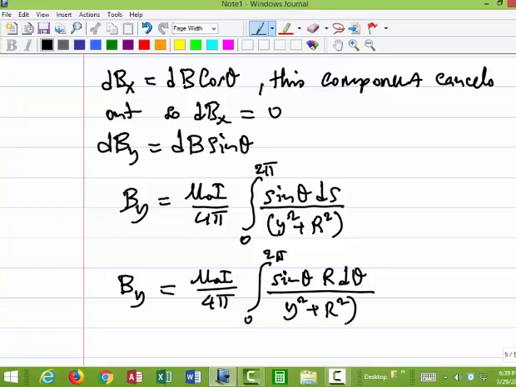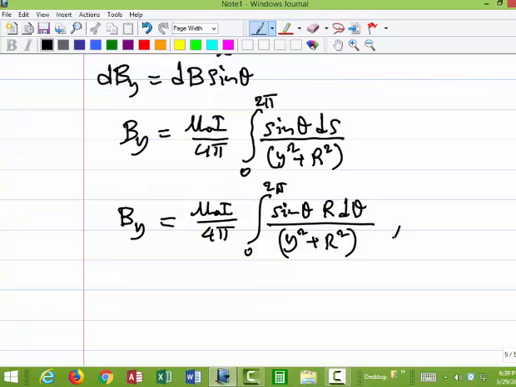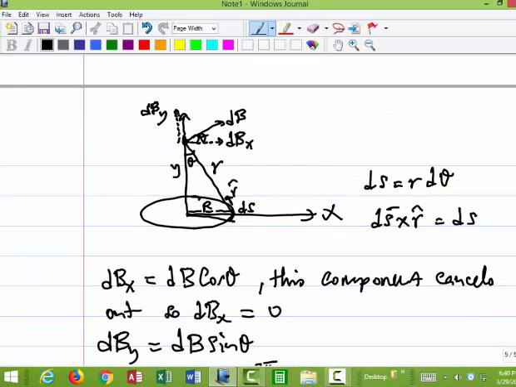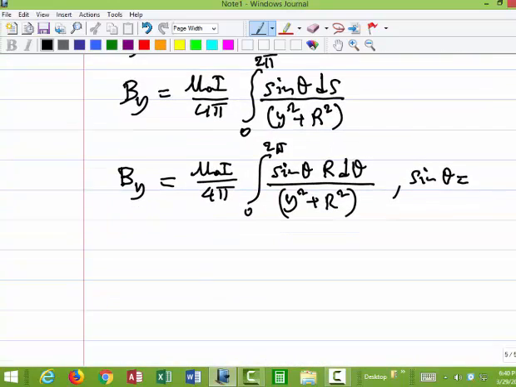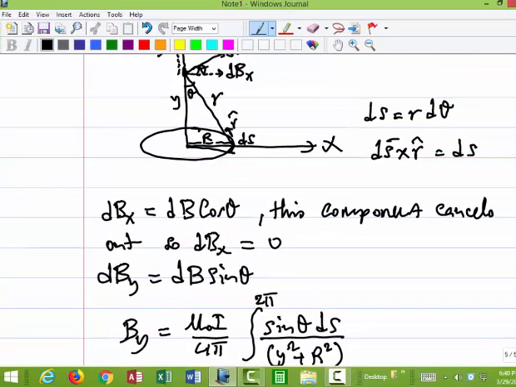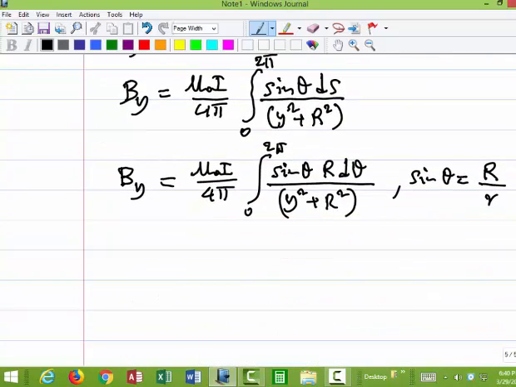And then we say that sine theta is equal to opposite over hypotenuse. So in this case, sine theta is uppercase R over lowercase r, not y, sorry. Look at the trigonometry. Sine theta is opposite, which is uppercase R, over hypotenuse, little r. So we can say B_y is equal to mu naught I over 4 pi, going from there.